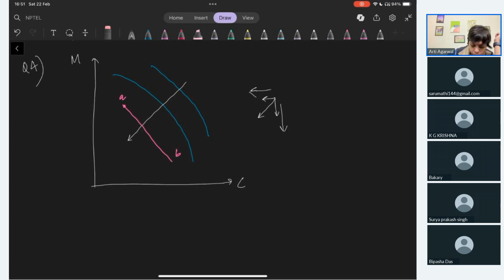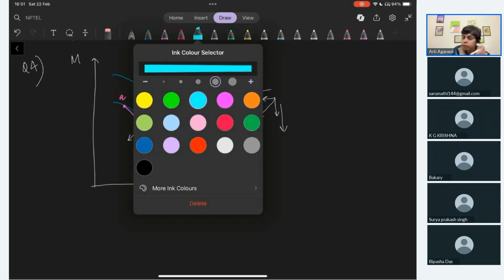Let's just redraw this line. Assume this is the line that I want to draw, that B is just this point, okay? And this line segment, is it falling on the side of increase of utility or decrease of utility? It's on the side of increase of utility, right? I hope that would be obvious.